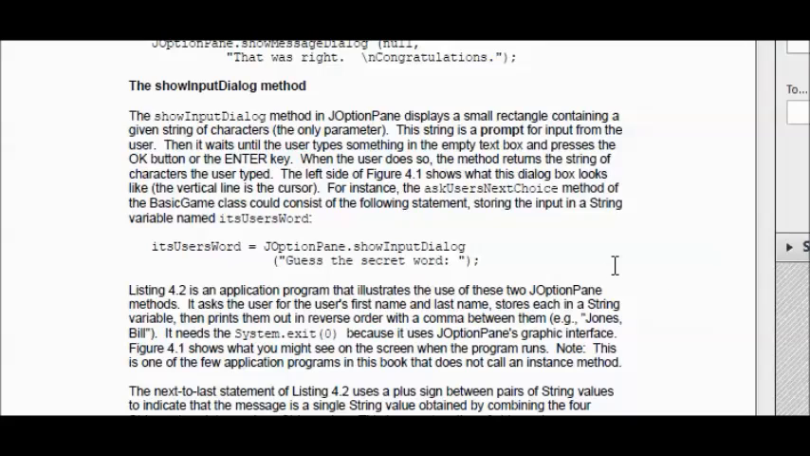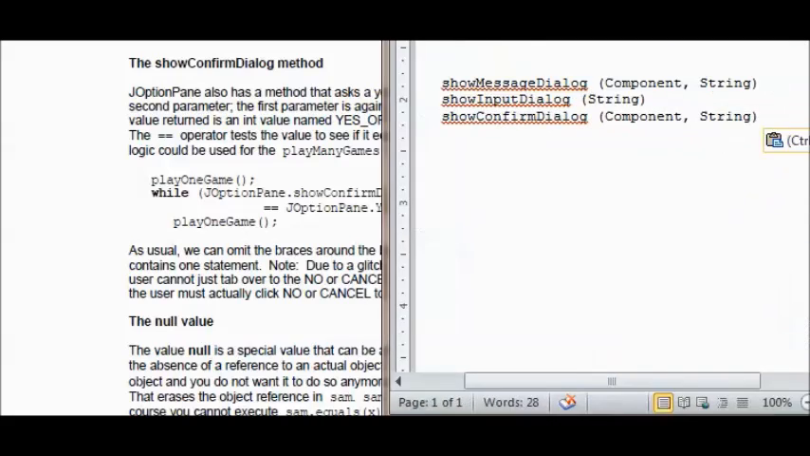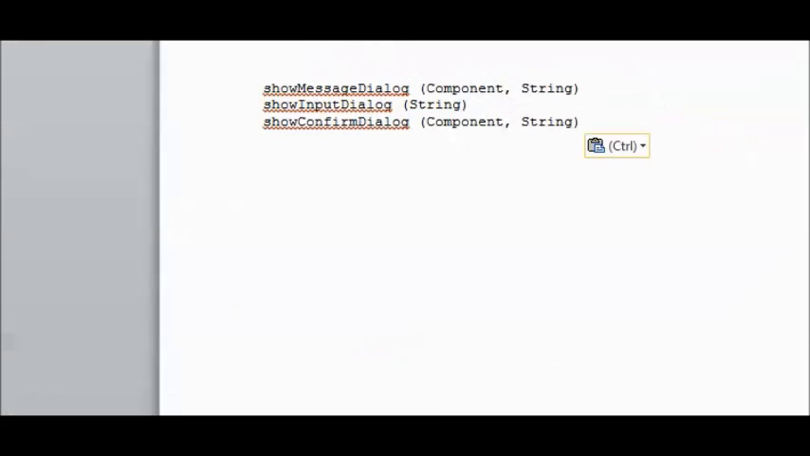So let's look at the third example, show confirm dialog. So here's show confirm dialog. What's null? It's a component. What's again? A string. So your example here would be show confirm dialog component comma string.